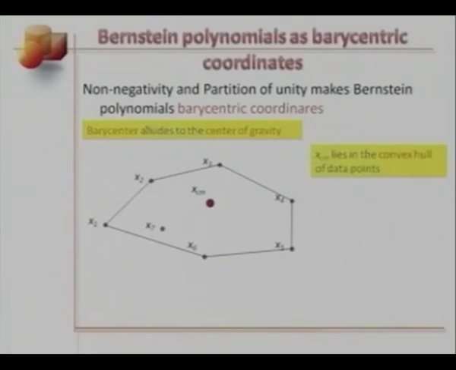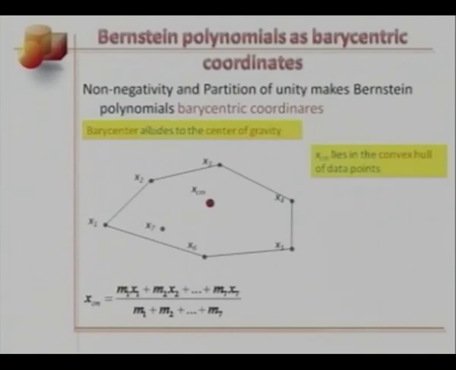To re-emphasize, x_cm will always lie within the convex hull of data points. This expression is very familiar. The coordinates of the center of mass would be given by m1 x1 plus m2 x2 plus and so on up to m7 x7, over the sum of all the 7 masses for this example. Here x would either be the x coordinate or the y coordinate.